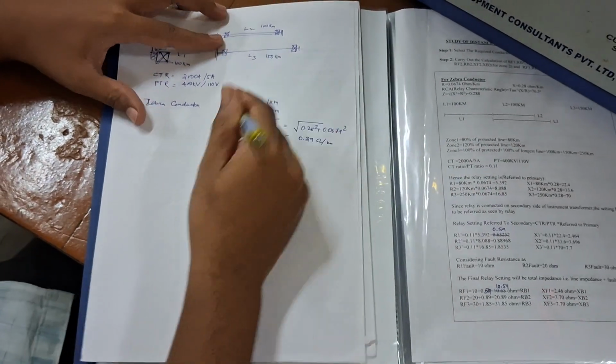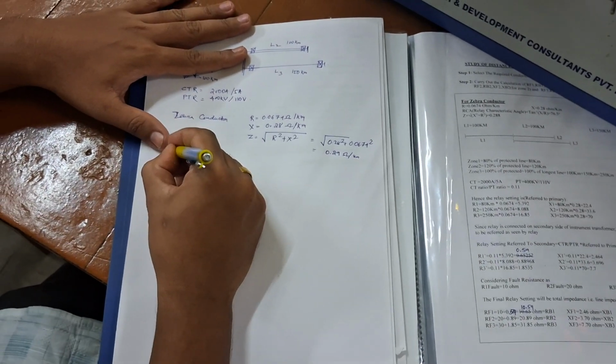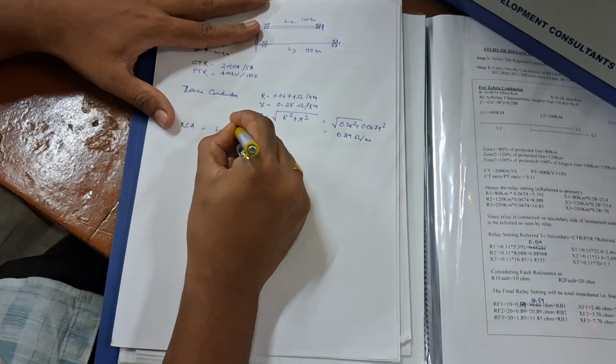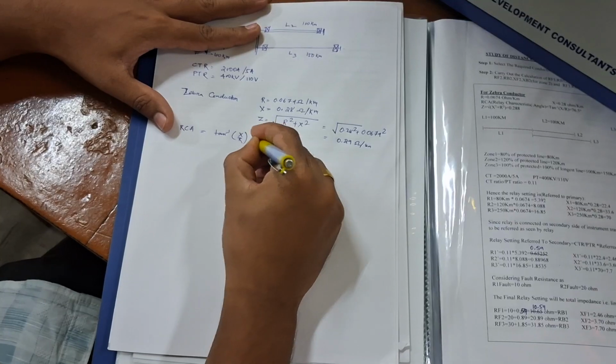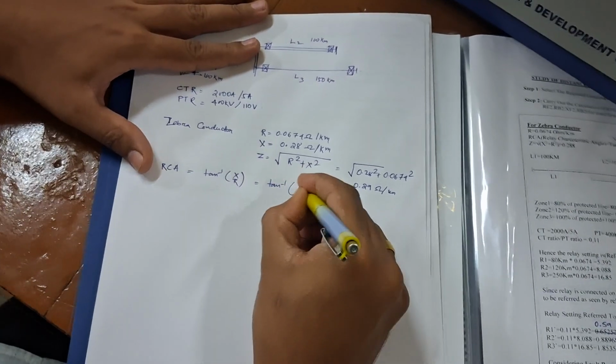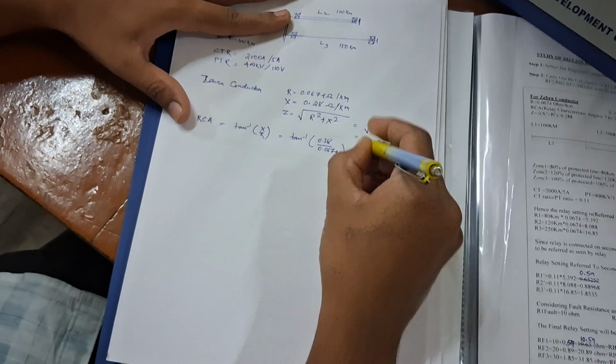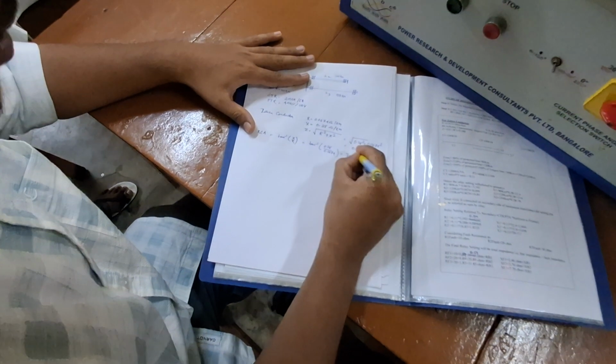And for the relay we have to find the relay characteristic angle or RCA angle, that is tan inverse of X by R, that would be tan inverse of 0.28 divided by 0.0674, that would come to 86.5 degrees.